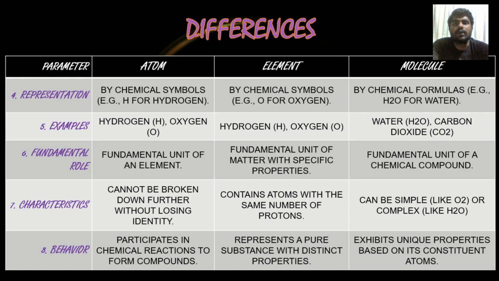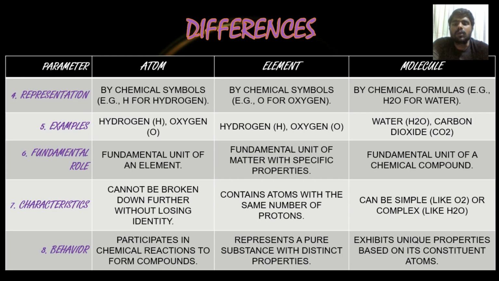Examples of each. Examples of atom include hydrogen atom, oxygen atom. Similarly, element also has hydrogen element, oxygen element, and in molecule, water, that is H2O, carbon dioxide, CO2, nitrogen N2, then benzene C6H6. Then the fundamental role, what they perform. Atom is the fundamental unit of an element. Element is the fundamental unit of matter with specific properties. Molecule is the fundamental unit of a chemical compound.